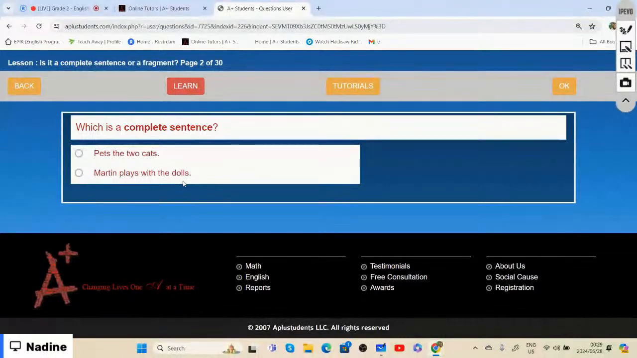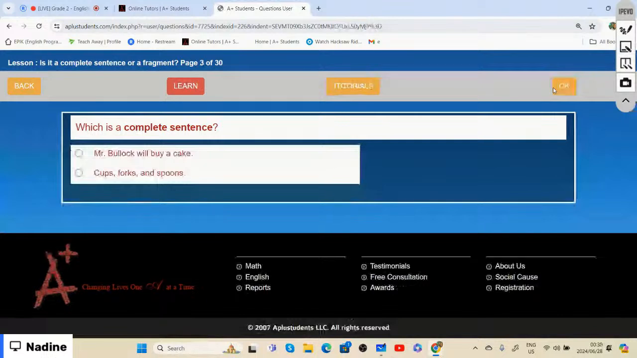Yes, all right. So if we were to choose the correct option, then we would say option two is a sentence because it has a subject, which is Martin, and it has a verb, which is plays. It's telling us what Martin is doing. All right, so well done. Option two is correct because that's a complete thought.